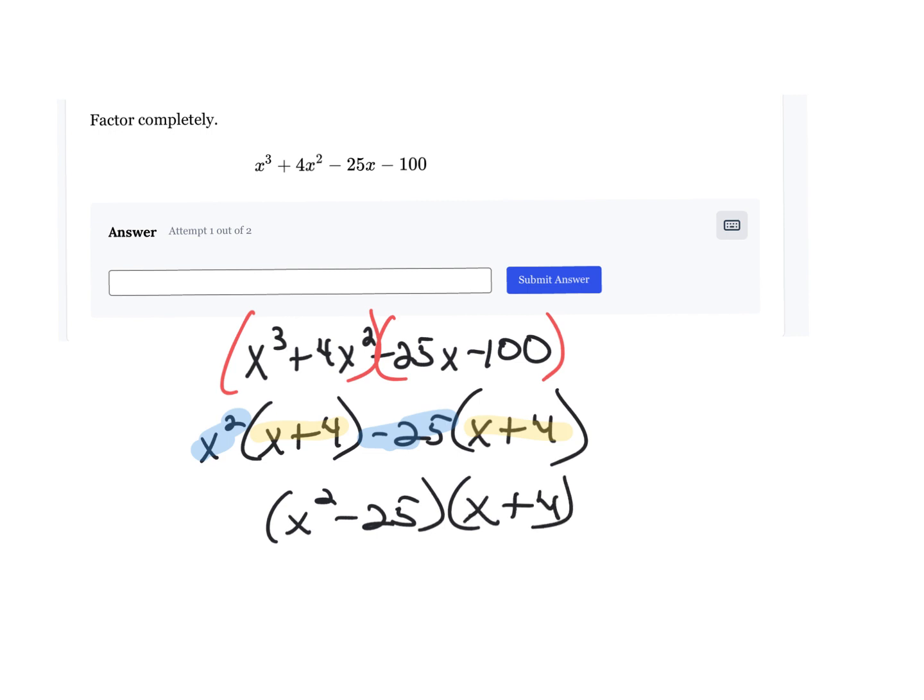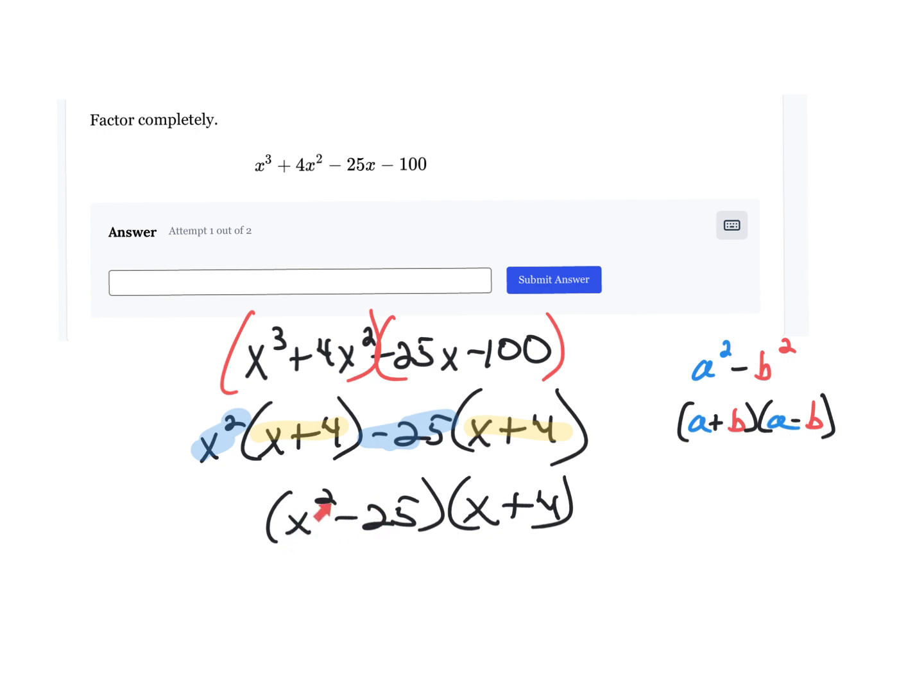Now, you may think that you've completed this. It does say factor completely. And what we have here in this first term, x squared minus 25, is called the difference of two squares. We've actually learned this lesson already, so let me give you a quick review. If you have two terms that are squares, such as a squared minus b squared, the difference of two squares, you can factor that as the square root of the first term plus the square root of the second term, and then the square root of the first term minus the square root of the second term. So a plus b, a minus b.